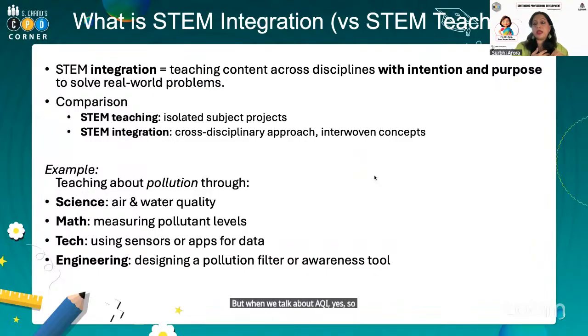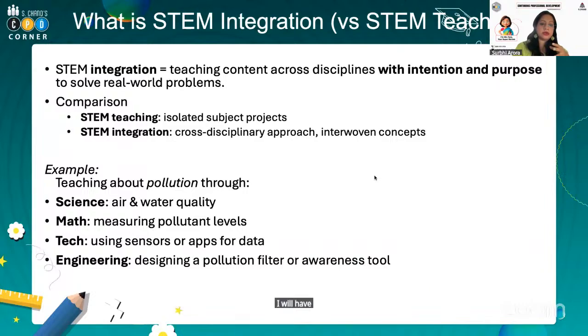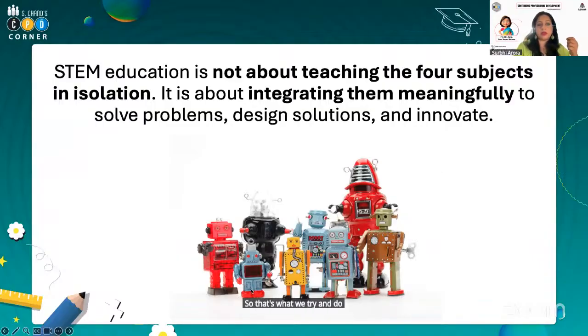Now, supposing I'm picking up a topic like AQI. I will have the science concept of pollution and the pollutants. I will have a mathematical concept of numbers. I will have a technology of using apps and just knowing about it. So when I'm integrating various subjects and then talking at the same level with my students, it is more about integration around that subject that I'm trying to build up. So that's what we try and do when it comes to STEM integration.